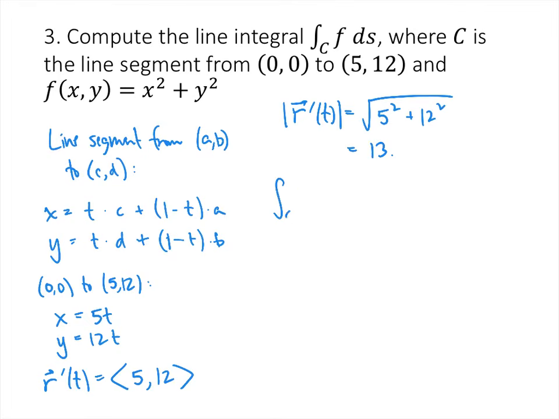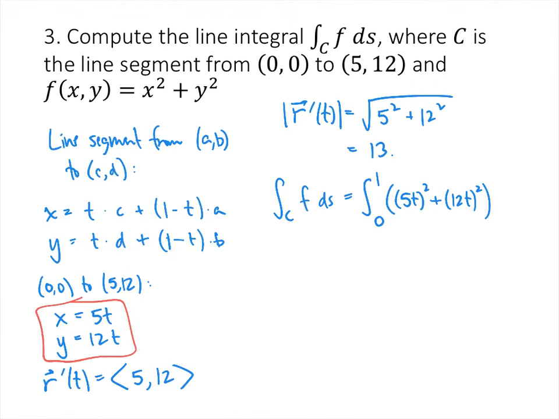And so our line integral of C f ds is going to be the integral from 0 to 1. Remember, our parameterization starts at 0 and ends at t equals 1. Of our function with our parameterization plugged in, so x squared plus y squared is going to be (5t) squared plus (12t) squared. That's using these equations down here, plugging them into our function f of x, y equals x squared plus y squared, multiplied by that speed factor, and then dt.